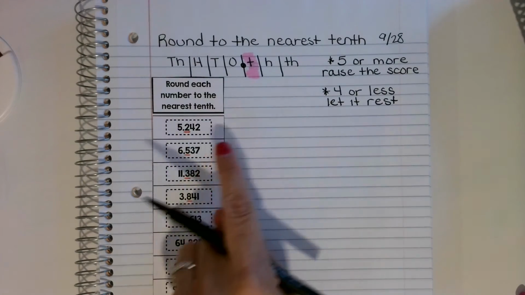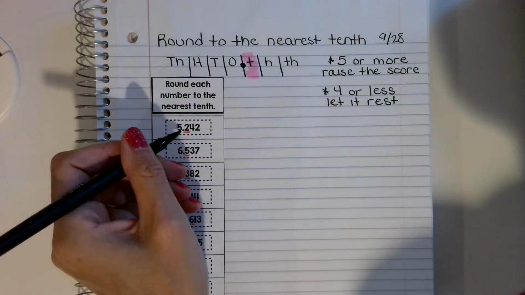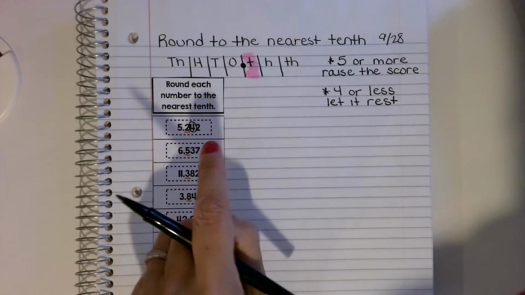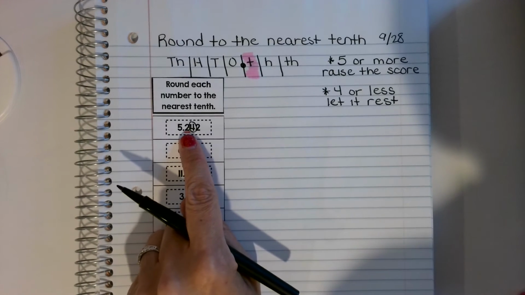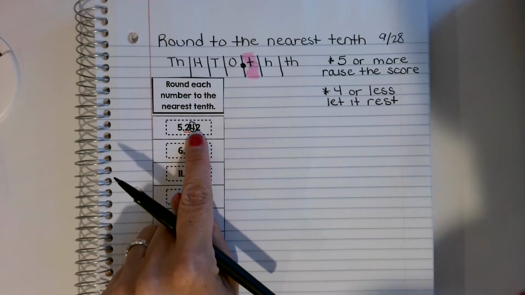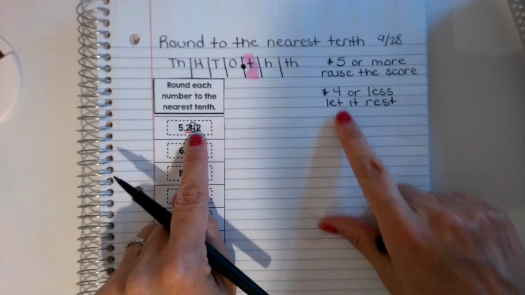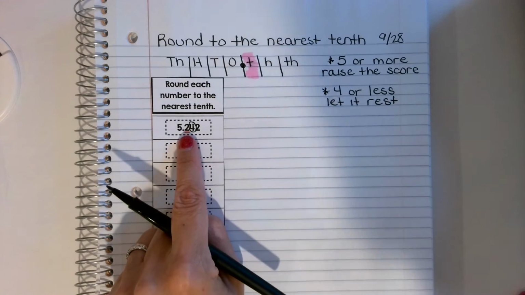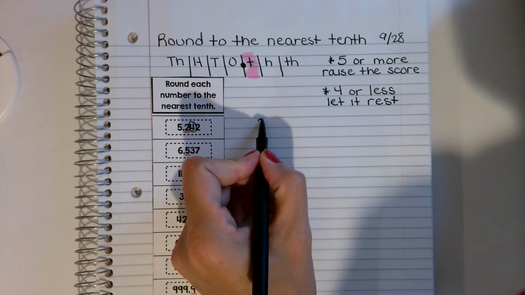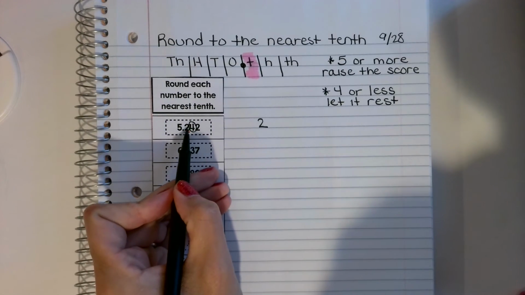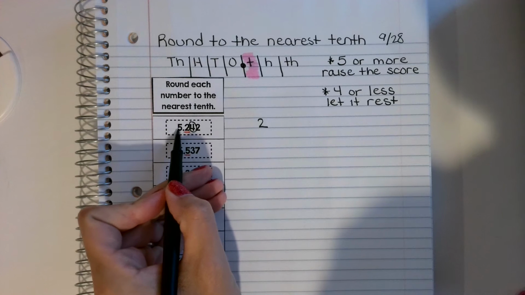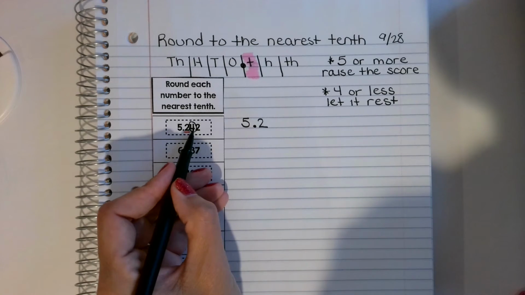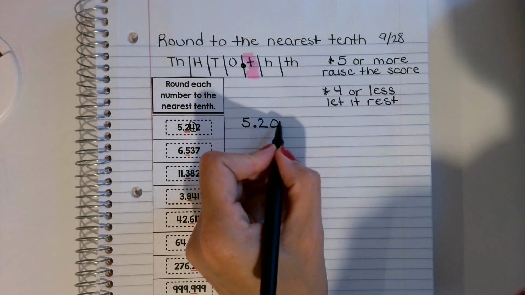Okay, let's look at this first one. So the number that's the boss is the one to the right. So I'm going to circle that one. So I'm looking at the 2. The 4 is going to tell the 2 what to do. So is it 5 or more or 4 or less? It's 4 or less. So that means I'm going to let it rest, meaning that 2 I'm going to keep. I'm not adding anything to it. Now, all the digits to the left you keep. All the digits to the right, you turn to zeros.